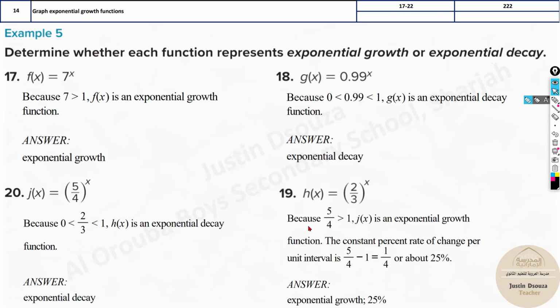Now, I'm sorry, I just realized one thing. I have swapped the answers. This is supposed to be the answer for this. This is decay, 2/3, and this is growth, 5 by 4 is 1.25. So it's 25% growth.